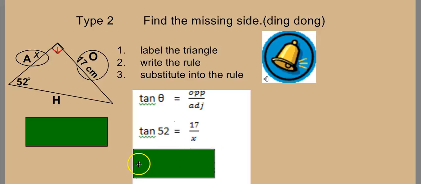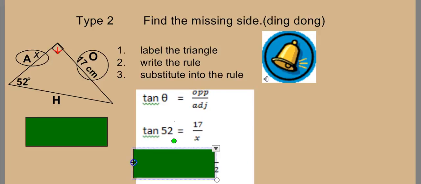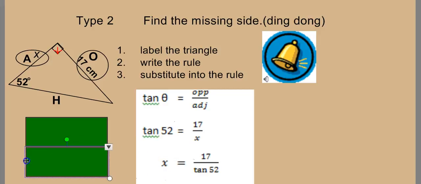Now something different that we're going to do is called swap. What we're actually doing is taking the whole of this tan 52 and swapping it with this X. We're doing a swip swap. We're going to swap those 2 around. So on the next line we've got X is equal to 17 on tan 52.